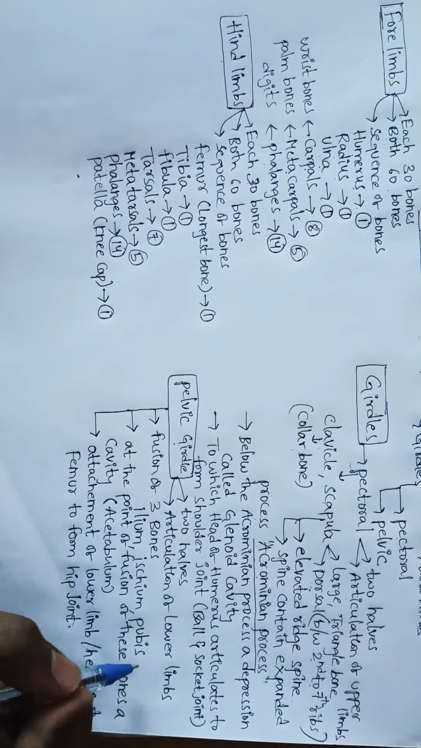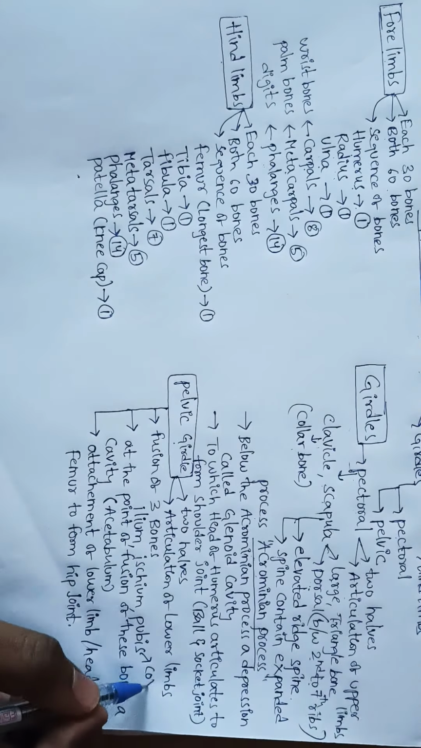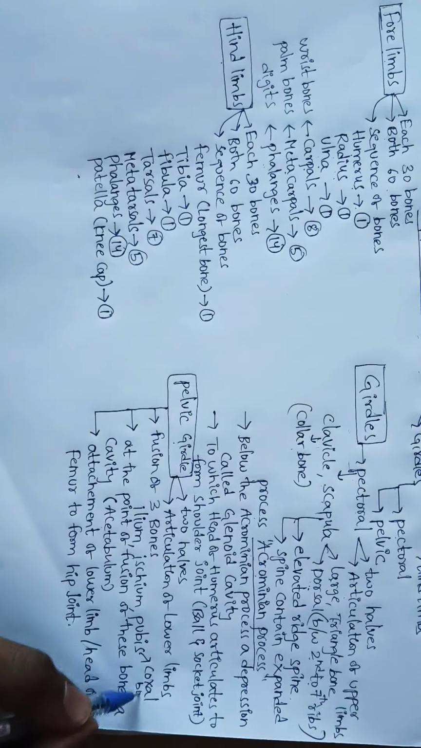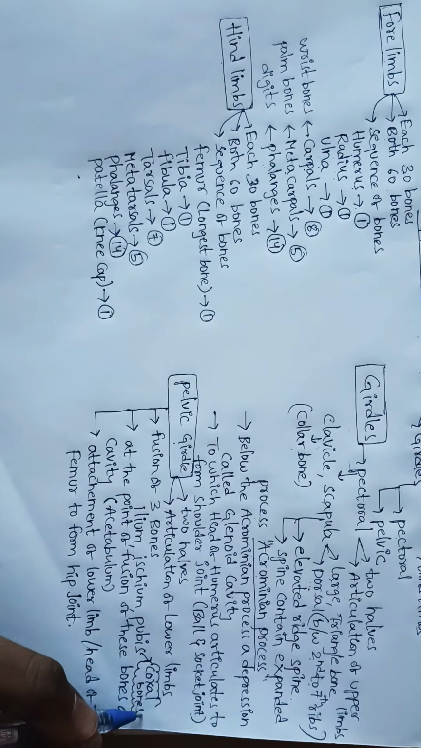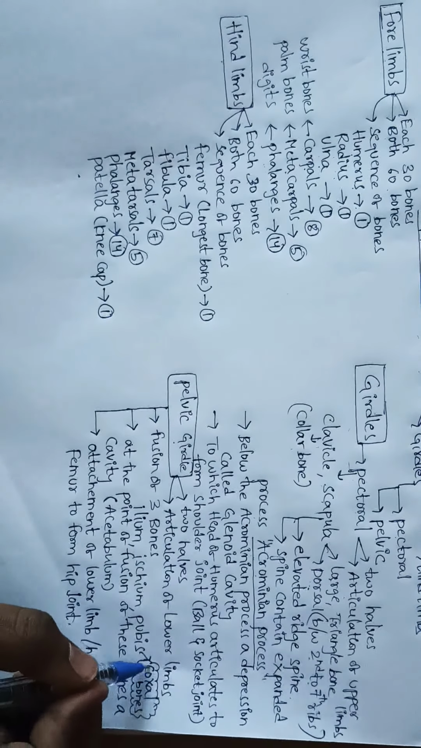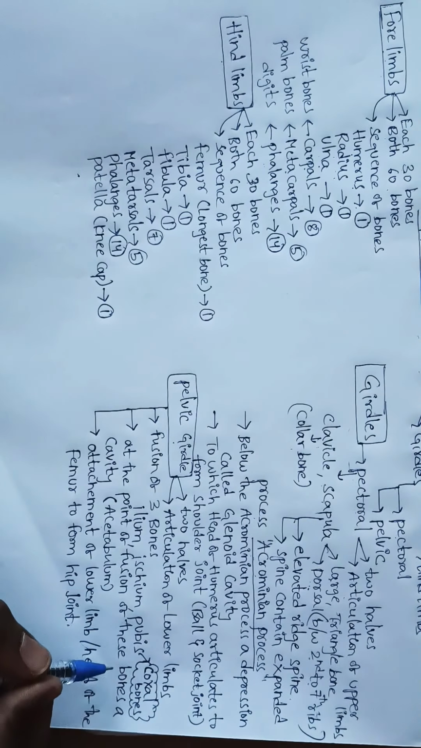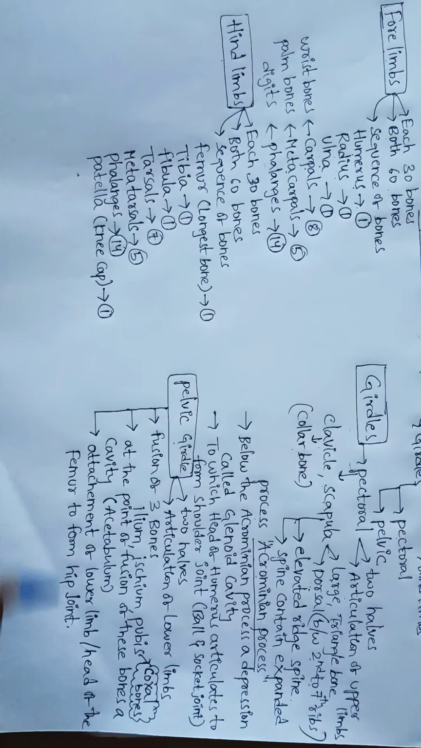Ilium, ischium, and pubis are also called coxal bones. What are coxal bones? Ilium, ischium, and pubis are coxal bones.